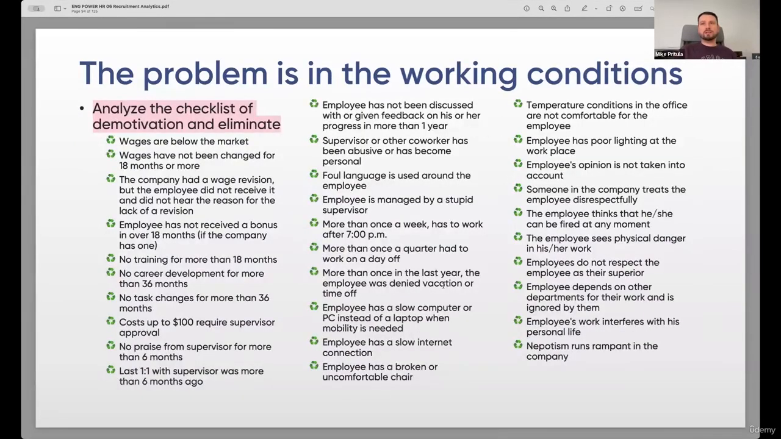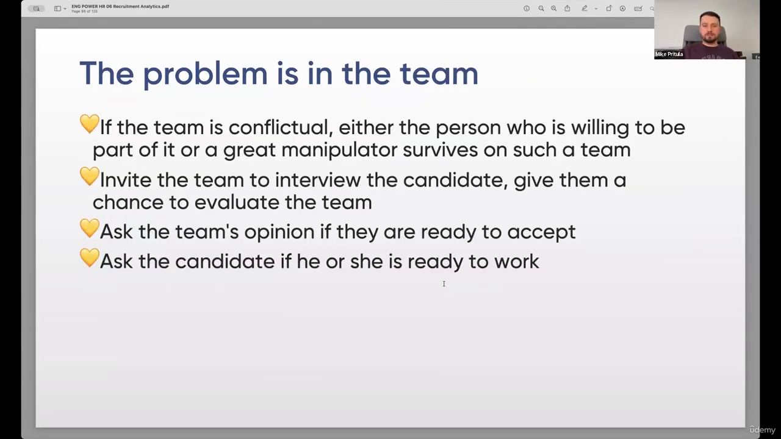If it's about working conditions, analyze the demotivation checklist and eliminate any demotivation factors. If it's about the team, you need to involve the team in the recruitment process, to have their opinion as well, and to present the team to the candidate, so the candidate could decide if they want to work with this team or not.